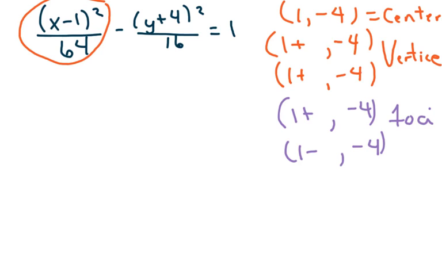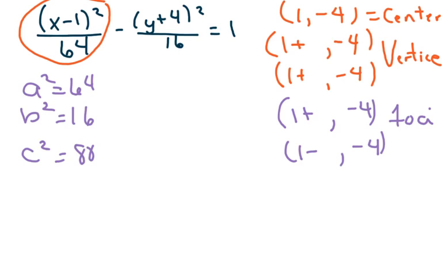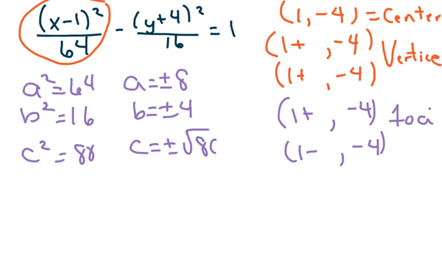All right, so let's figure all this out. We have a squared is 64. B squared is 16. Therefore, c squared, you add these and you get what? 80. All right. So A is plus or minus 8. B is plus or minus 4. And C is plus or minus square root of 80, which is very close to 9, square root of 81.